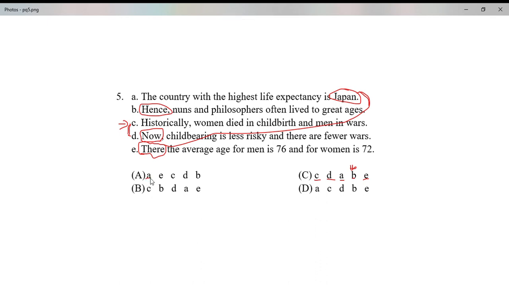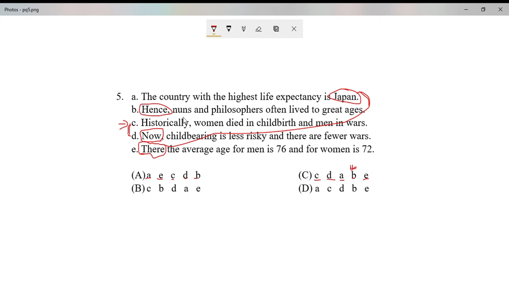The country with the highest life expectancy is Japan. There, the average age, blah blah blah. So this could potentially be, and then historically, now, and then hence. So hence is the other one that I'll look at now to narrow down my answer choices, or to eliminate answers. This might be a little more challenging than the other ones we've done. Hence, nuns and philosophers often live to great ages.